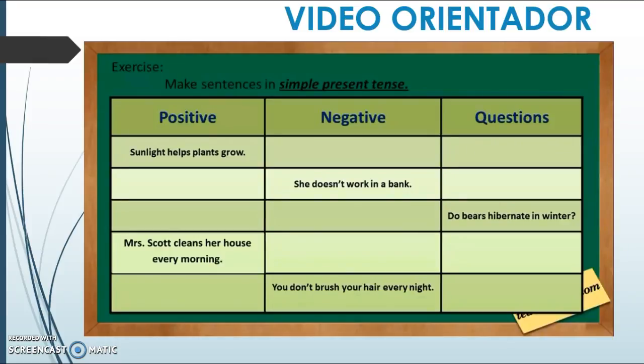The first one: Sunlight helps plants grow. The negative sentence should be sunlight doesn't help plants grow. And for the question, it should be does sunlight help plants grow? The second one: she doesn't work in a bank. The positive statement should be she works in a bank. And the question is, does she work in a bank?